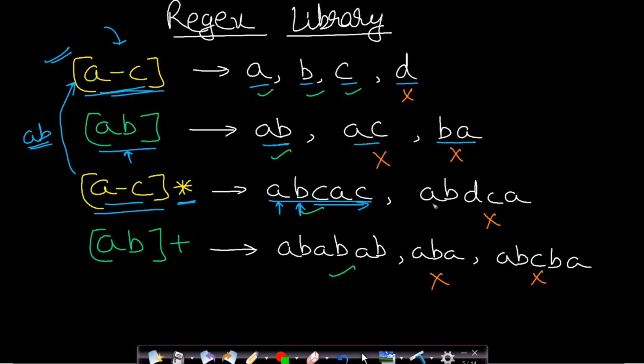In the second example, you can see that A is in range, B is in range, but D is not in range because our range is from A to C. So this is an invalid string. Now if you see this fourth example, then we have this plus as compared to the second example. The only difference is that we are having plus. So this is indicating that we can repeat this block any number of times.